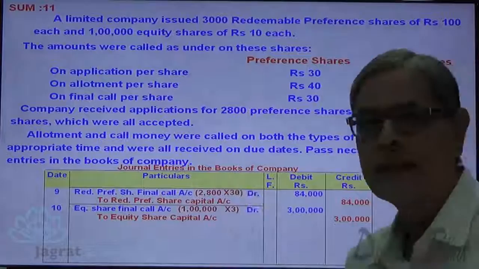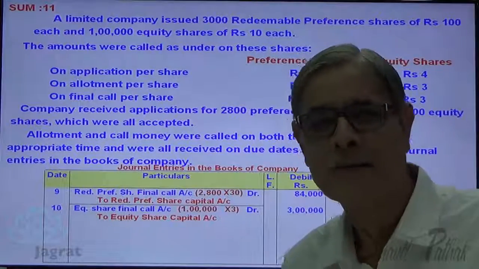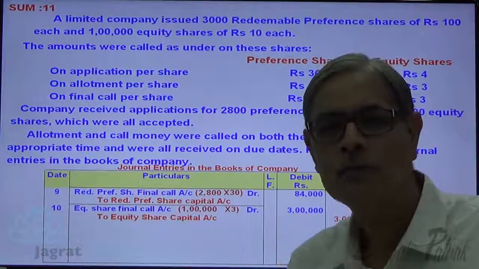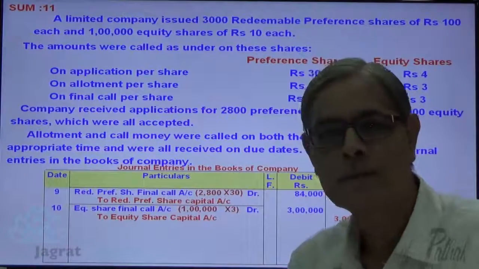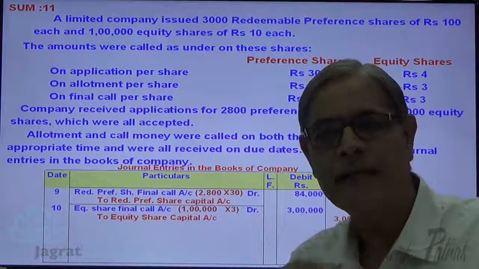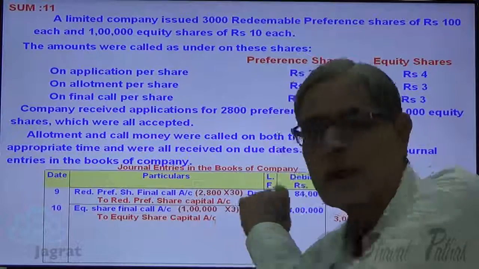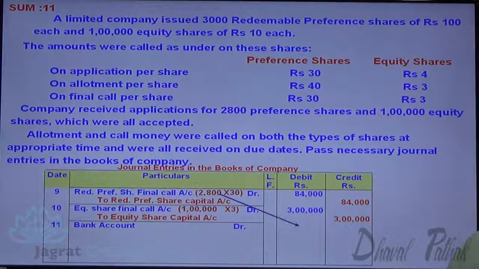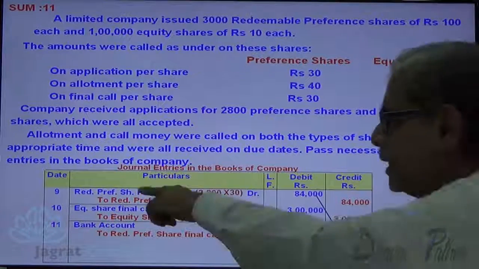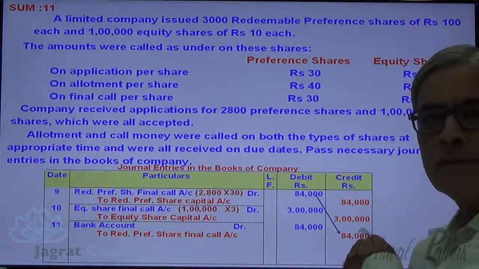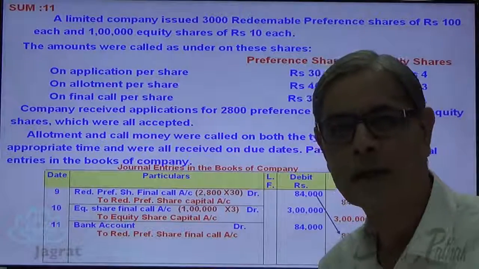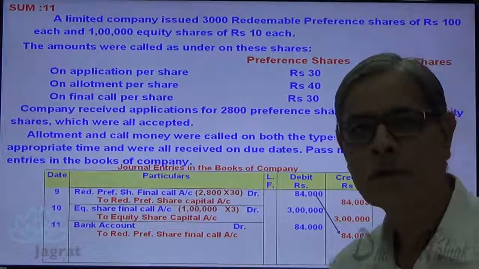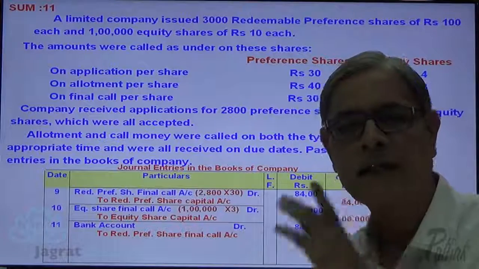Now the amount demanded is recovered. So first we write the entry for recovery of preferential dues. Then we shall write the entry for final call recoverable on equity shares. So bank account debit 2800 into 30 to redeemable preferential final call account credit. So this account that is debited gets closed. It's a functional account, a temporary account that gets closed. The moment the amount is recovered, that account gets closed.